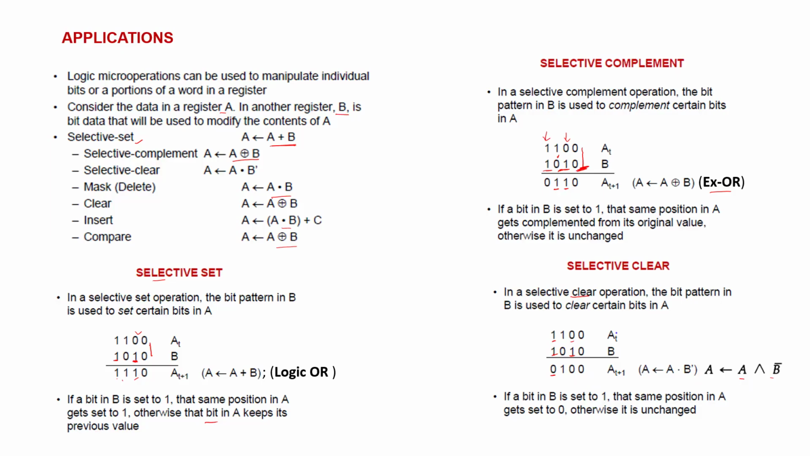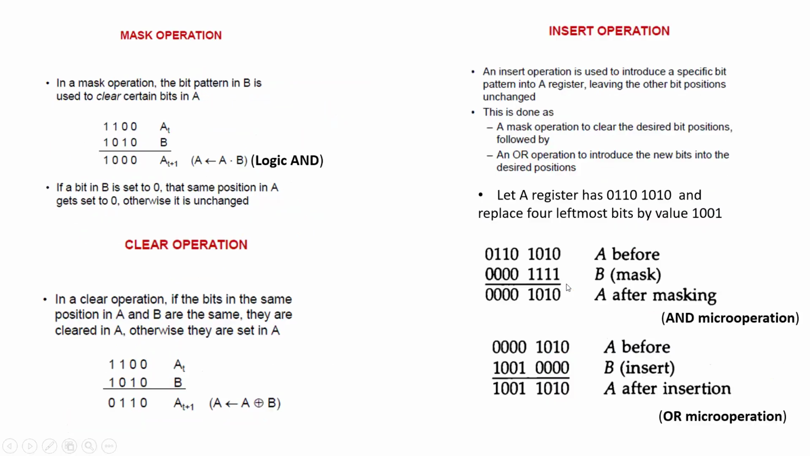And whenever the bit of B is 0, then the value of A will not change. B is 0 here, A is 0, it remains 0. B is 0 here, A is 1, it remains the same. Okay. So you have to see the name properly.